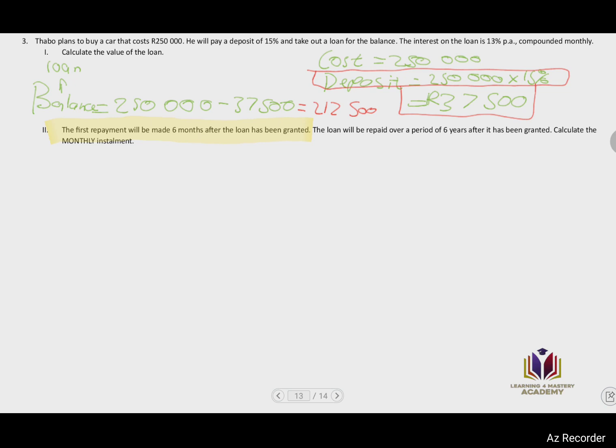So, for example, Thabo took out a loan of 212,500, right? He missed 5 months because they said the first repayment will be made 6 months later, meaning he's only going to miss 5, then make the first payment on the 6th month, right? So, they're going to charge him for missing the first 5 months of the agreement. Do you understand? So how do they then calculate it?